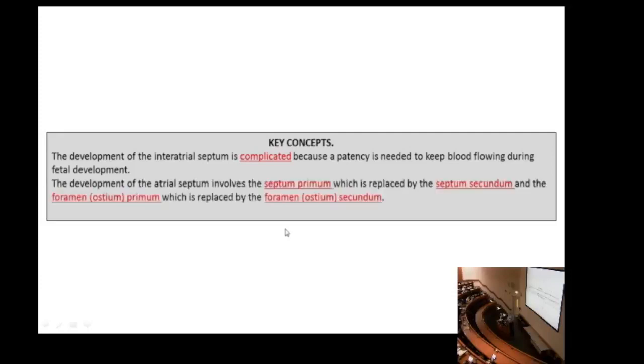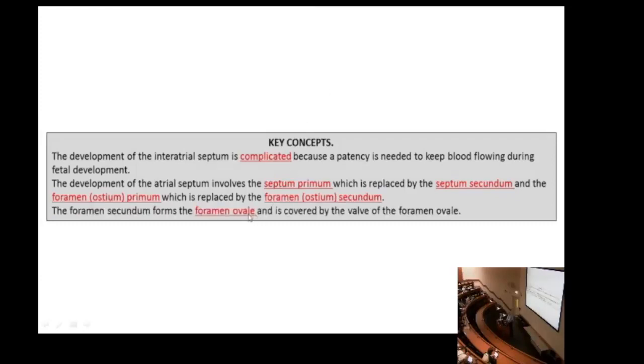And we're going to come up with words. Septum means wall. Primum means first. So we have a first wall. We're going to have a second wall. And then ostium, or foramen, means hole. So we're going to have a first hole, and then we're going to have a second hole. I like to envision this like pulling down window shades. You got one, you got another one you're going to pull down. And you'll see how this works as we work through this.